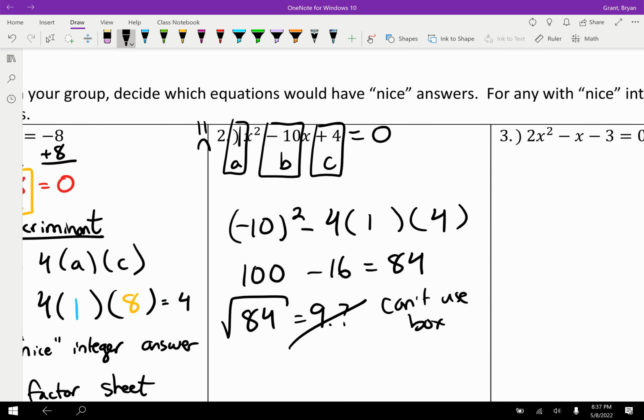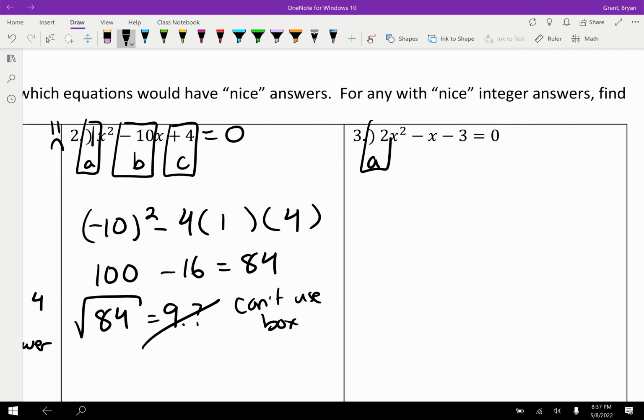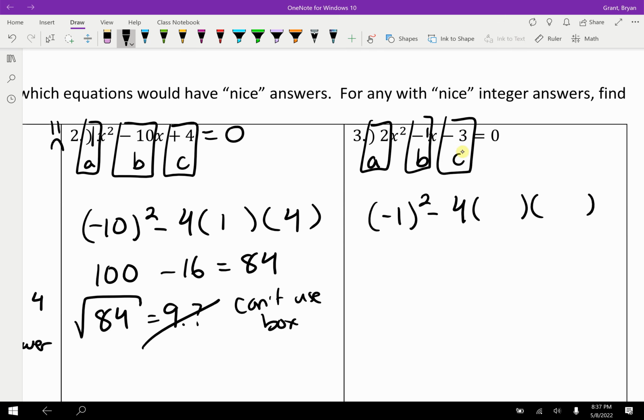Sad face. Last one, we know that A is 2, B is a little bit trickier. It's negative 1, and C is negative 3. Okay, so we get B squared minus 4 times A times C. Let's see, B squared is negative 1 squared, which is 1, minus 4 times A, which is 2, times C. This will be plus 8 times 3, which is 24. I'm getting 25. And I think 25 is a perfect square, right? The square root of 25 is 5. This does have nice answers, so we could actually use the box here. Totally up to you on how you do it.